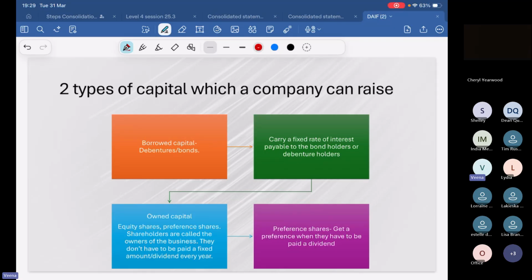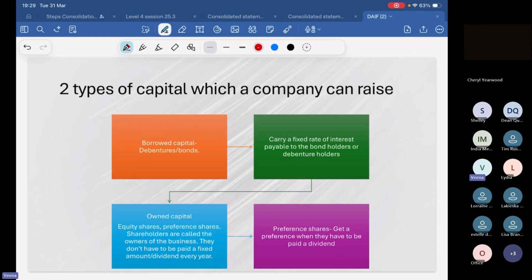Owned capital is equity shares, preference shares. So you might have heard about the shares and stock ISA. So what is the shares and stock ISA? Who are these shareholders? Shareholders are also called equity shareholders, or the owners of the business.